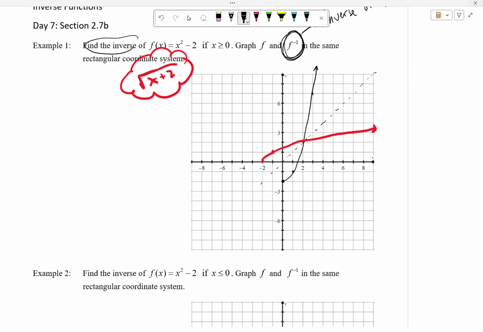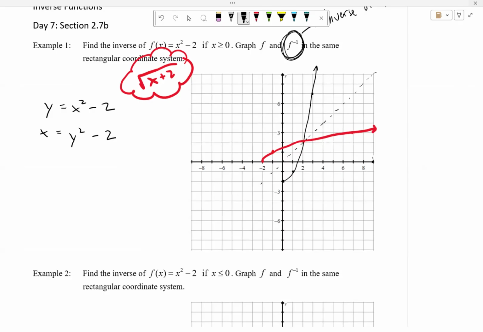When it says to find the inverse, we actually have to find what that function is. It shouldn't just be graphically. It's a good way to do it, but as an algebra student, we need to do this algebraically. So remember, the first step is to rewrite the function, replacing f of x with a y. Then we take the x and y and switch them. So it becomes x equals y squared minus 2.